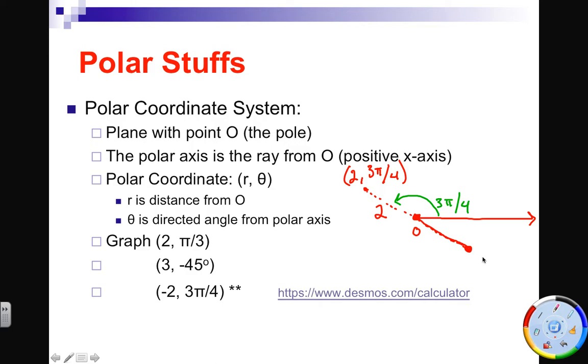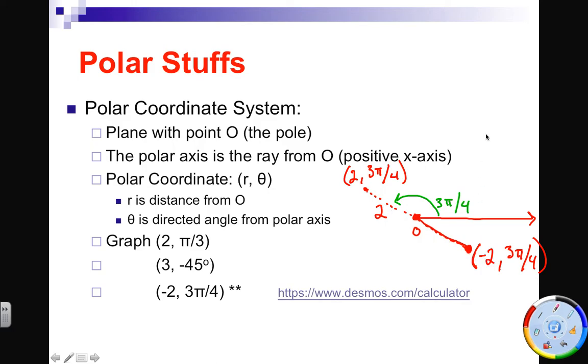So this point right here, this little dot here, is actually negative 2, comma 3 pi fourths. So you start by going in the direction that you want to go, find the angle, but then instead of going out, you want to go in the opposite direction. So it's just a straight line back.